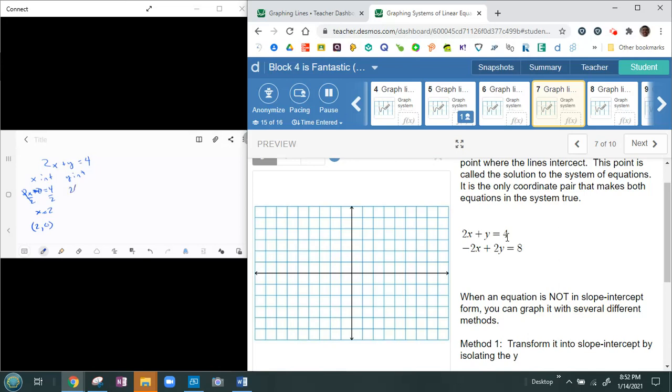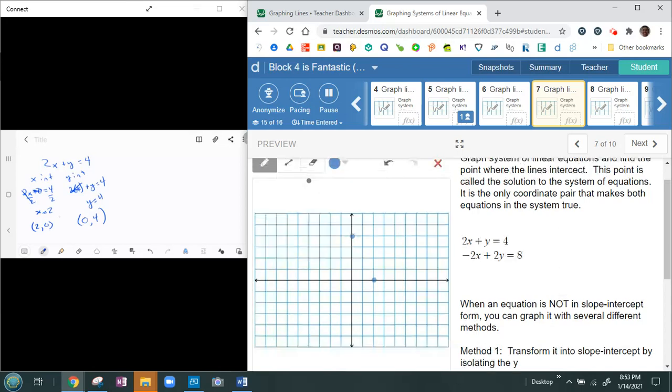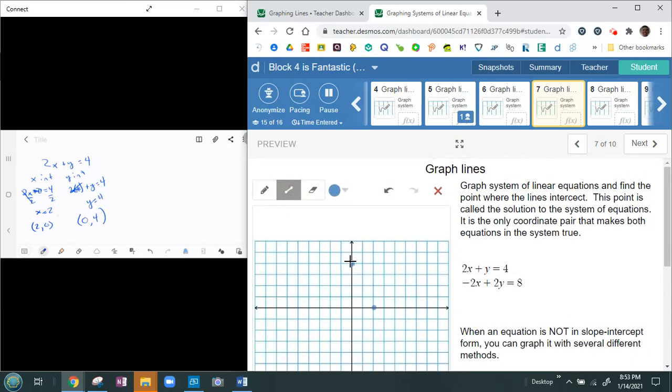The other one, we plug in 0 for x. That basically cancels out. So y equals 4. So that's going to be 0, 4. So let's plot those 2 points. That is 2, 0. So over 2, up 0. And 0, 4 is right there. Draw our line. All right, it goes down there.